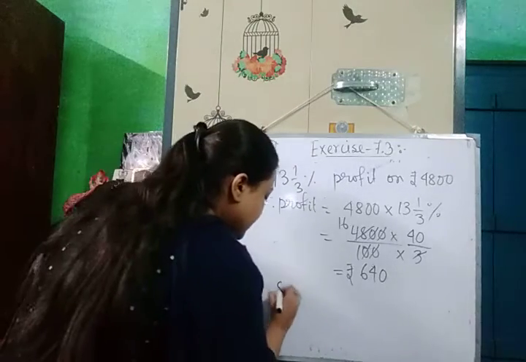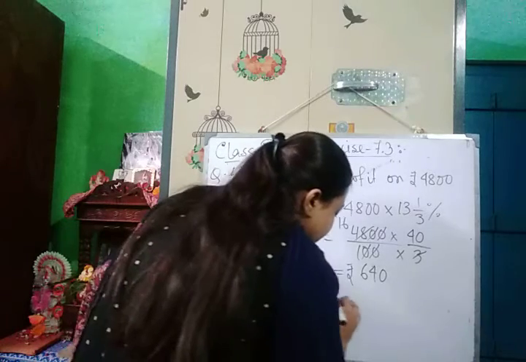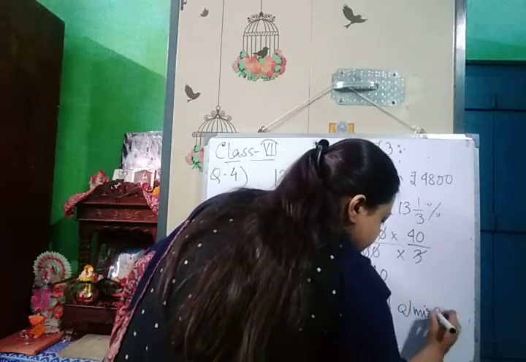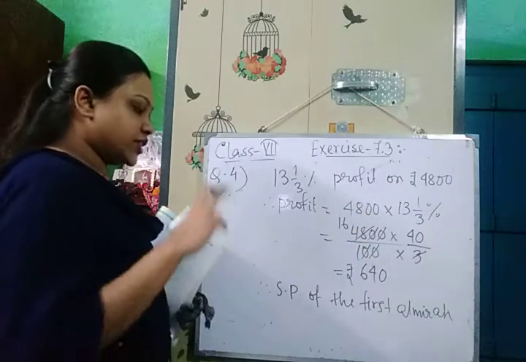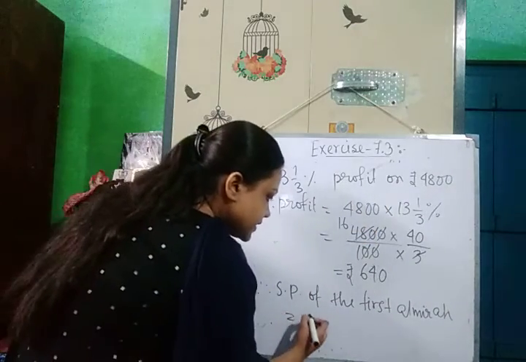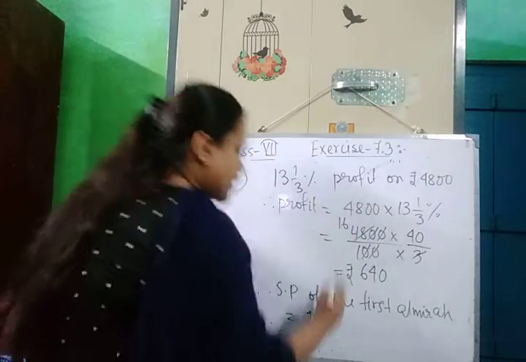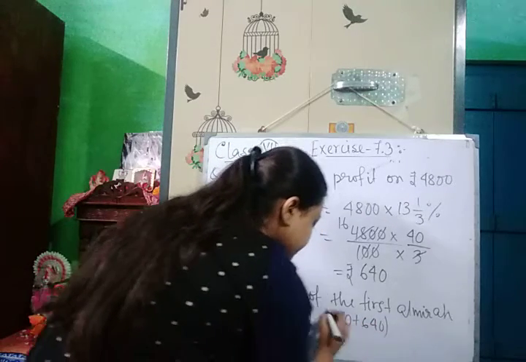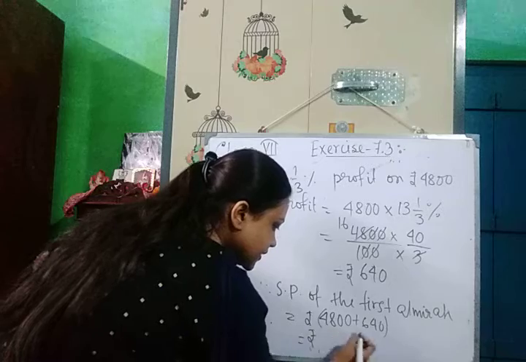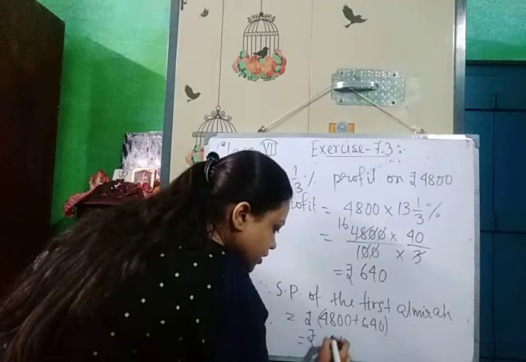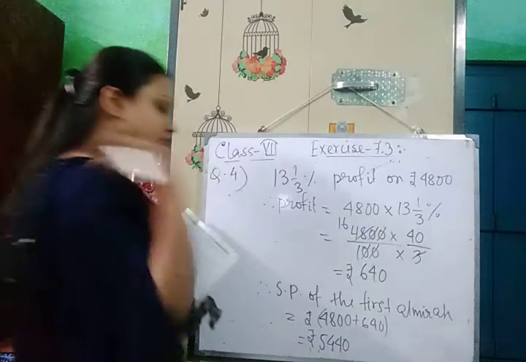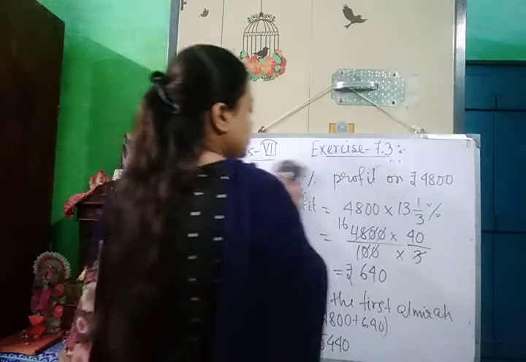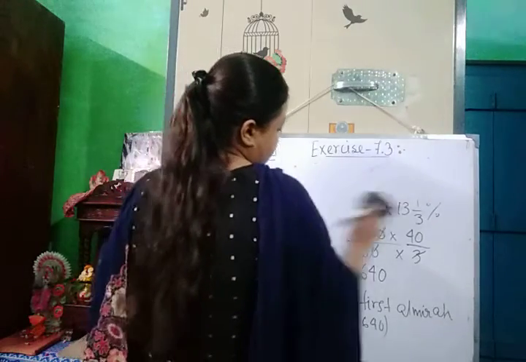So therefore, what is the SP of the first Almirah? The profit on the first Almirah is rupees 640. Therefore, the SP, selling price, of the first Almirah is rupees 4,800 plus 640. That means rupees 5,440 is the selling price of the first Almirah. Okay. Now we will find out the selling price of the second Almirah.